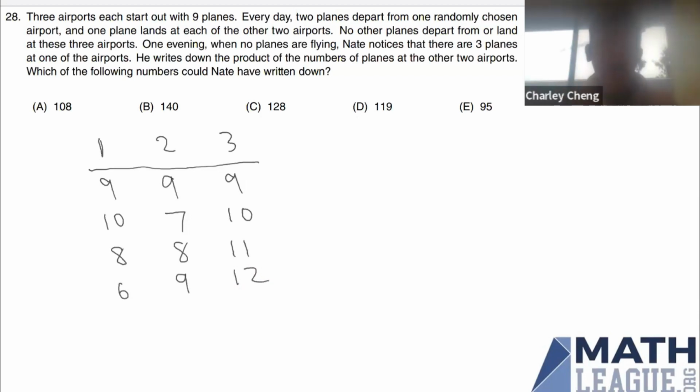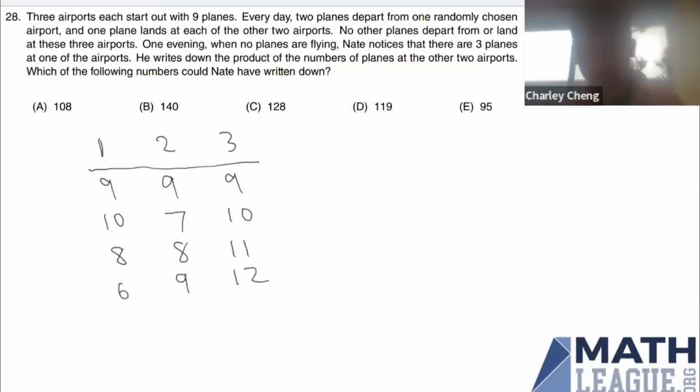Okay. So we want to get to a point where there's only 3 planes at one of these airports. But we don't really know how we get there, right? This process could take like 5 days, 10 days, like a whole year, and we wouldn't know. So with all of these variables and differences going on, we want to find something that stays the same. And you don't have to know this, but in mathematics, we call this an invariant, which is something that stays the same no matter how many times or how many days pass.